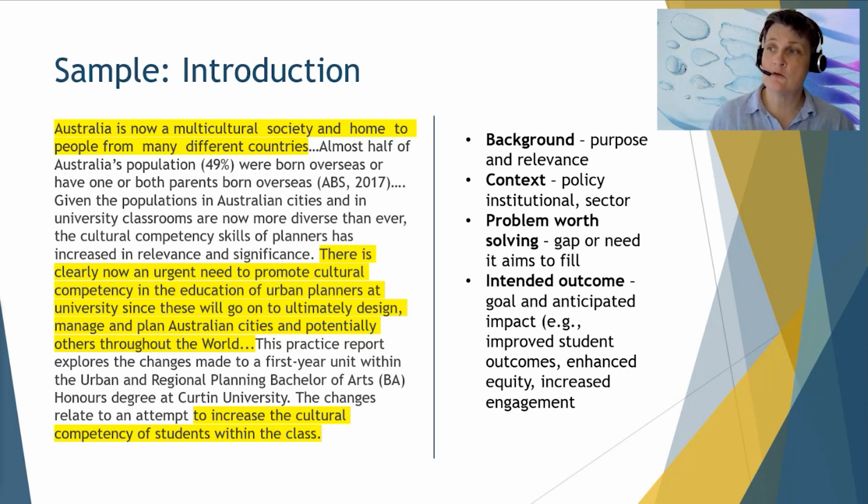So what you can see here in the introduction is the author is very clearly setting the scene and providing a background context. We've got a multicultural society. We've got regional planners who are now having to work within that multicultural context, and if they're going to do that, there is an urgent need to make sure that we're uplifting their cultural competency. So you can see here a good approach around background and context, clearly identifying the problem worth solving, and they're also talking about the outcome that they are seeking from this intervention, which is to increase the cultural competency of students within the classroom.